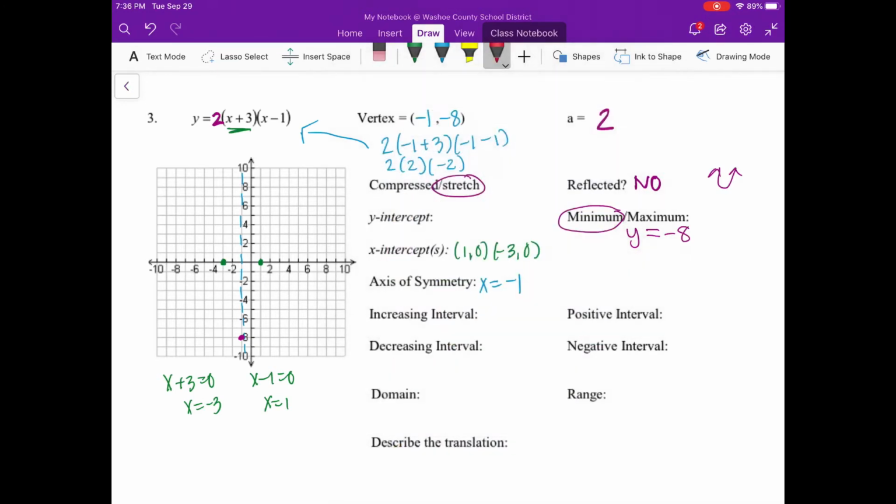For my y-intercept, I know that's where x equals 0. So I'm going to take my original function and replace any x I see with a 0. So that simplifies to 2 times 3 times -1, which is -6. So that's going to be right there, and I'm going to use symmetry to plot one more point and then be able to sketch my graph. Oh, I missed that one. Let me try again.